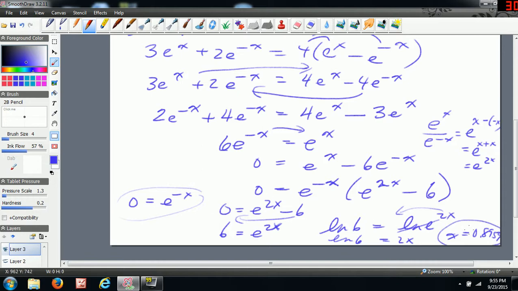So this here would be your solution, and this we would just disregard. We wouldn't go further with that, because if we tried to solve this, it would not work.